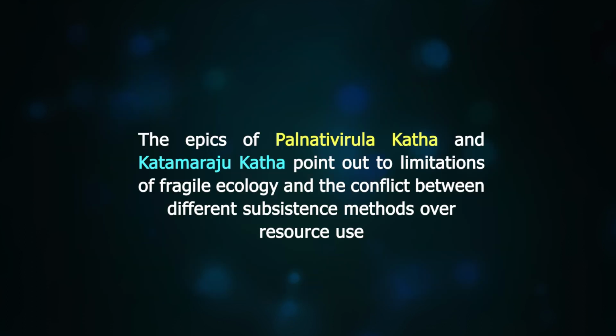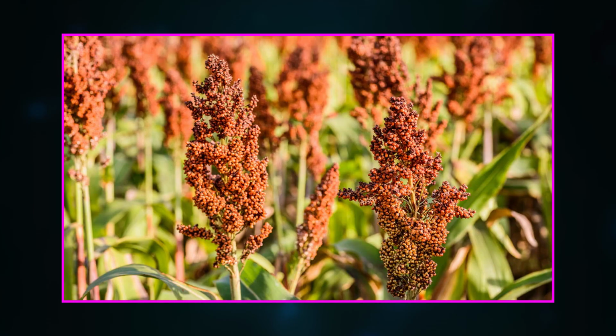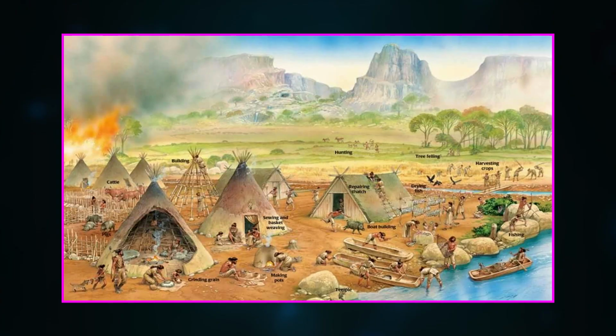The epics of Palnati Virula Katha and Kattamaraju Katha point out the limitations of fragile ecology and the conflict between different subsistence methods over resource use. Palanadu country, identified within the modern state of Guntur, acted as a buffer zone and had a geographical identity of its own. Here the staple crops were sorghum and millet. The epic of Kattamaraju Katha describes the conflict between migrant pastoralists and agriculturists in the 14th century.